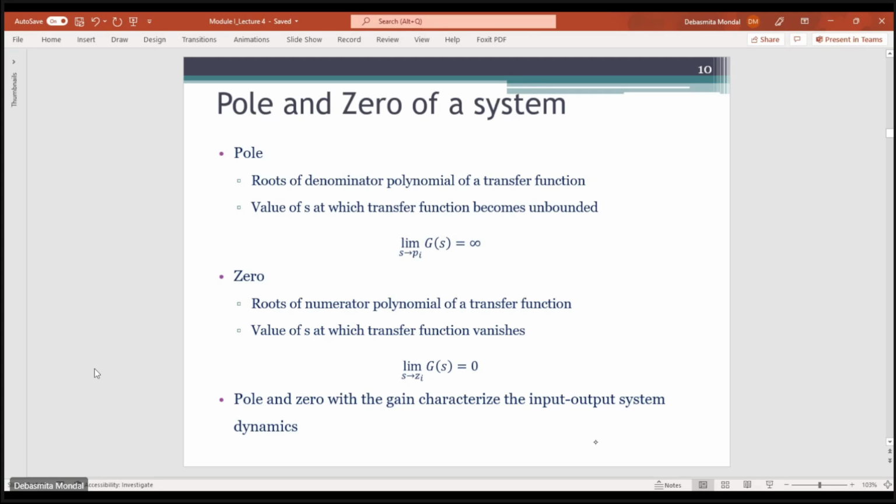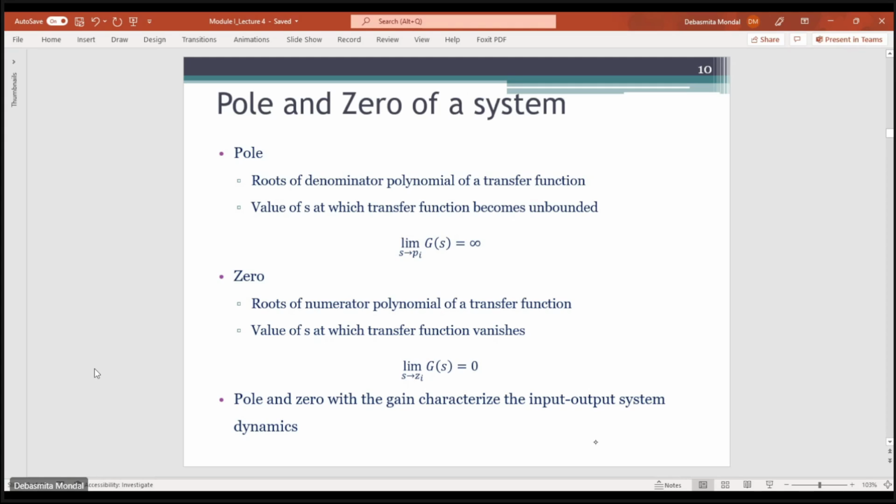Okay, so a little bit more on the definition of the poles and the zeros. As we just said, poles are the roots of the denominator polynomial of a transfer function, and a pole can also be represented as the value of s at which the transfer function becomes unbounded. Unbounded means that the magnitude of the transfer function becomes infinite. So if p_i is the ith pole of the system, then limit s tends to p_i, G(s) equals infinity.